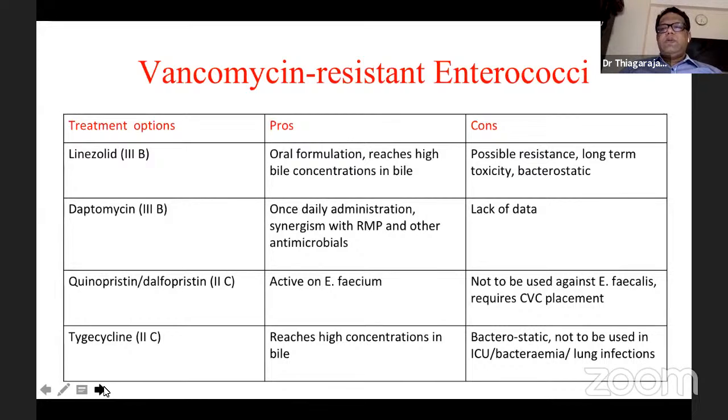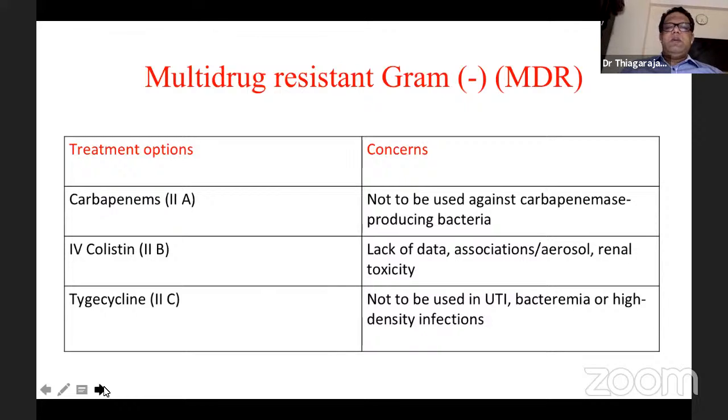A few words about the common drugs used for these MDRs. Linezolid and tigecycline can be used. They reach high concentrations in bile. But the problem with these medicines is that they are often bacteriostatic. Tigecycline cannot be used alone in a high density ICU bacterial infection. It has to be used with another gram-negative agent like meropenem and colistin. Linezolid also has long-term platelet toxicity and increases resistance. They have to be carefully used.